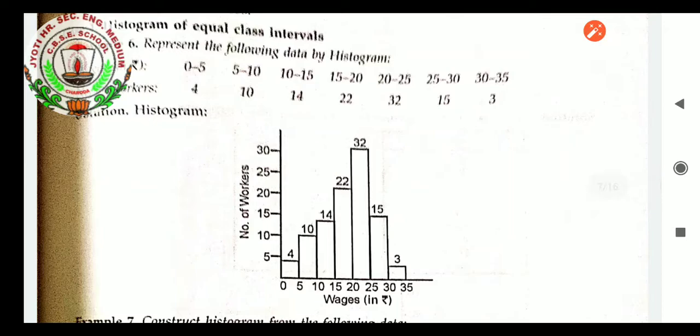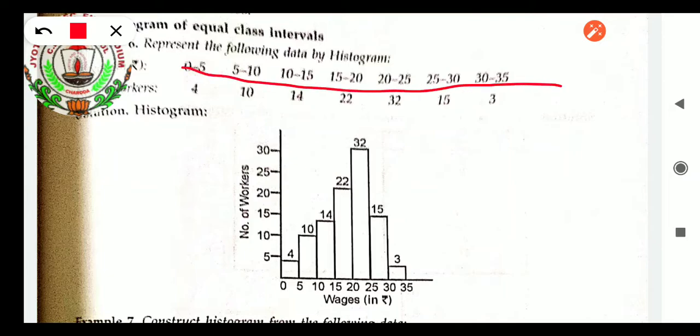Likewise, here you can see the graph is created, showing number of workers and the wages. Here the classes have the same gap: 0, 5, 10, 15, 20, up to 35. For 0 to 5, the frequency is 4. So for 0 to 5 the data has been explained as 4. Now 5 to 10 is 10. So here the range is 5 to 10.